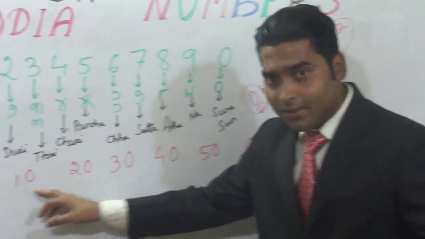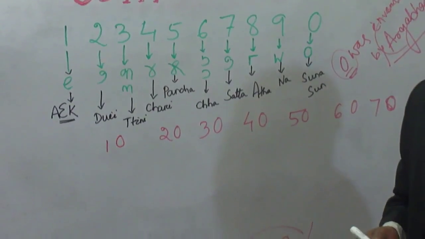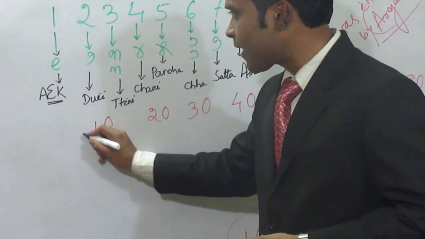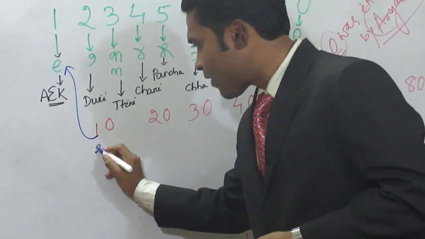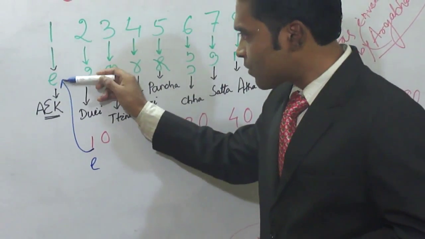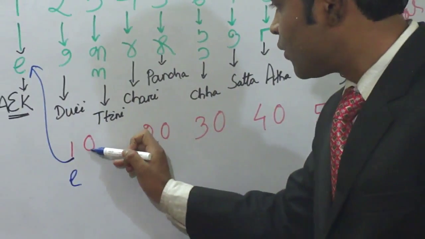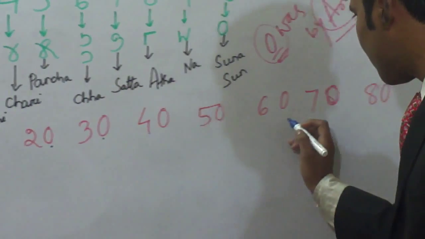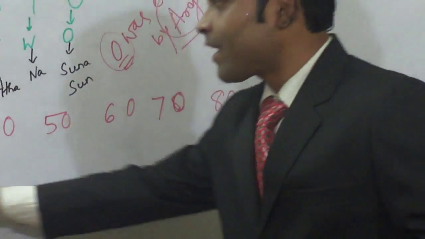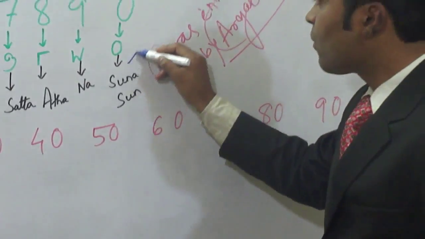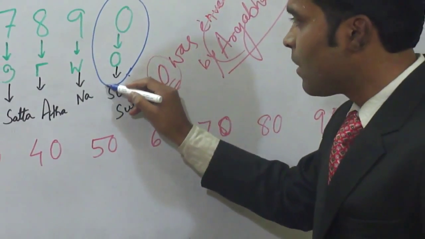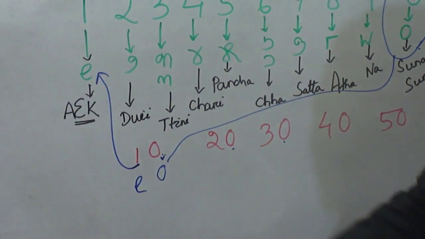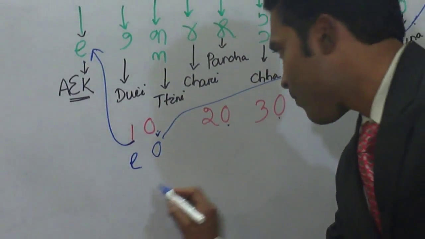If I write 10, it will be dosa. So for this 1, you can take this 1. 0, as usual, is suno, and 0 is same. So I can put here this wala 0. So we call this dosa.